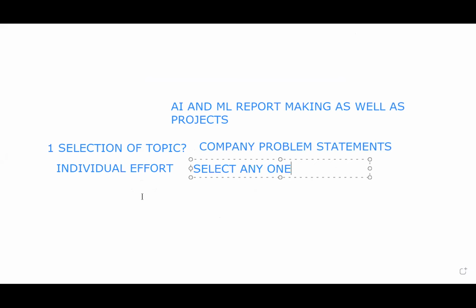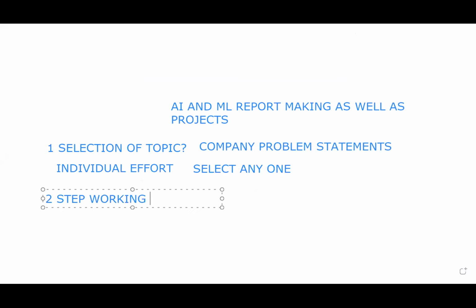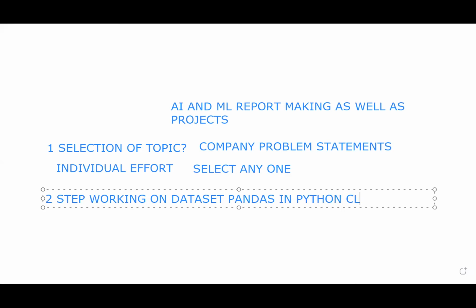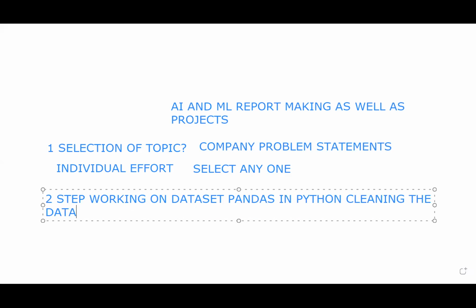After selecting that, what is the next thing? After selecting any one, the second step is working on the data set. How exactly you need to do it is simple. You had worked on a library called pandas. Pandas is a library in Python. Using pandas, you can select the rows, that is, clean the rows, columns and everything. So cleaning the data will happen using pandas.